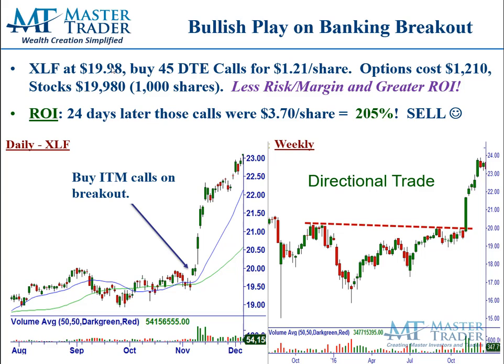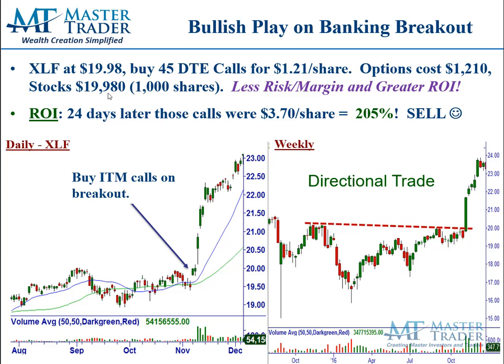They were $1.02 in the money, which means they had immediate value. So that 121 is our maximum loss. So on buying 10 contracts of these call options, which represents 1,000 shares of XLF, that only cost us $1,210 to control this $20 stock.